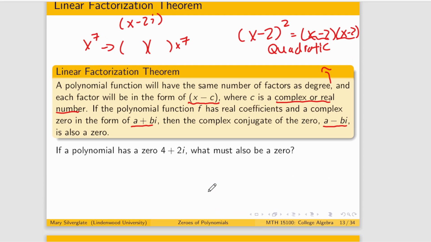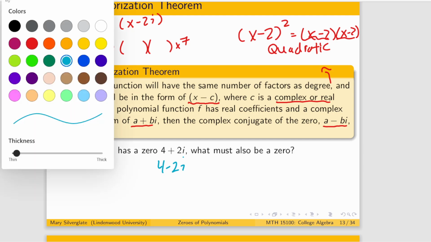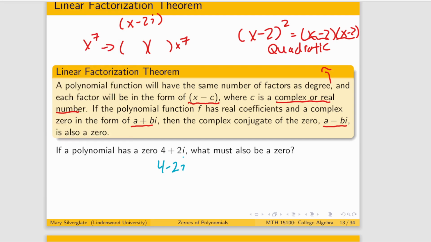So if, for example, 4 plus 2i is a 0, what else has to be a 0? 4 minus 2i. If, just to really hone in the point, negative 5 plus i is a 0, what else is a 0? Negative 5 minus i, so that negative 5 part stays the same. Or if I gave it to you the other way around, if negative 3 minus 4i is a 0, what else is a 0? Negative 3 plus 4i. And those are those complex conjugates. And that really tells you a lot about the polynomial.